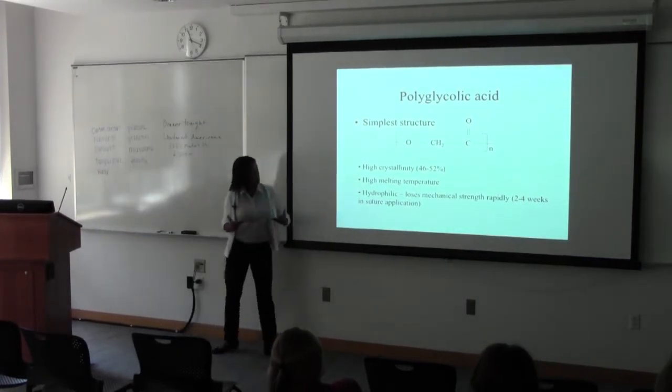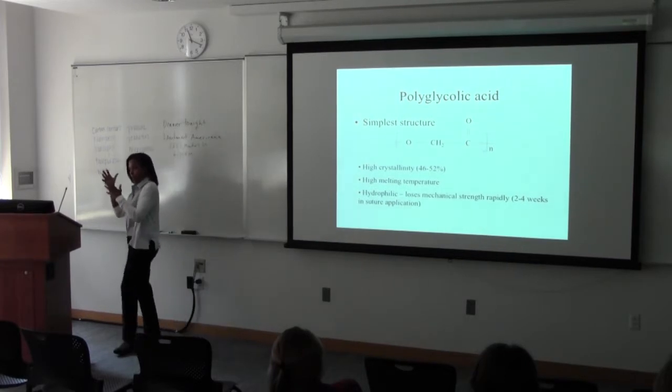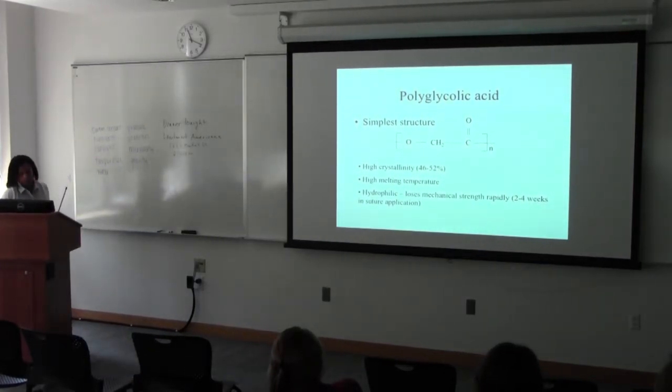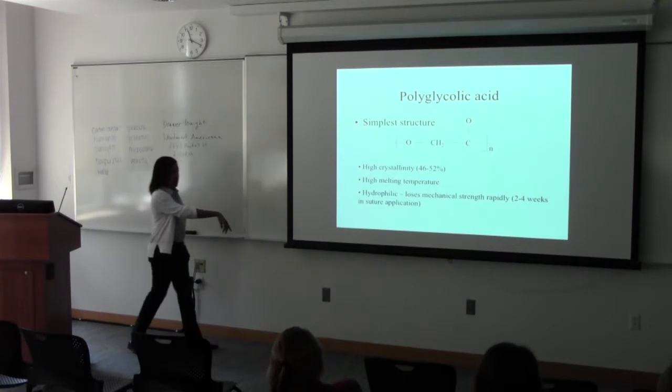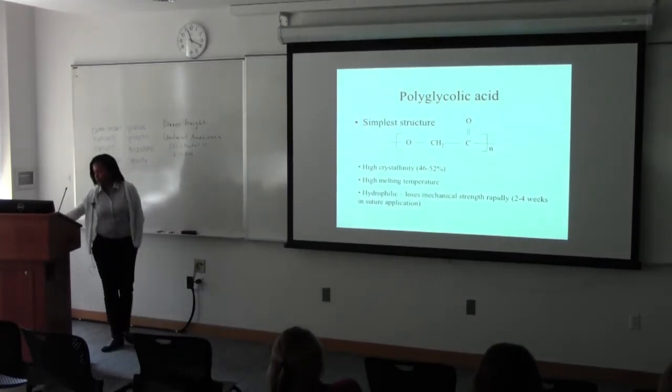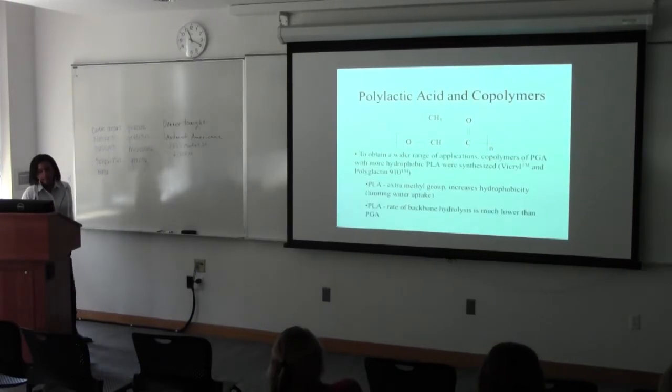It's highly crystalline, or so has a highly organized kind of polymer chain network. The melting temperature is relatively high, but again, what makes this polyglycolic acid nice is that it resorbs fast. So it degrades in 2 to 4 weeks, and as you make the polymer structure larger, it becomes more stable.